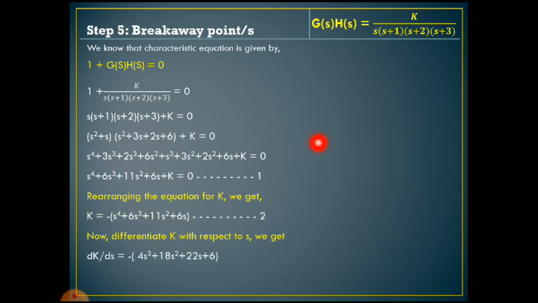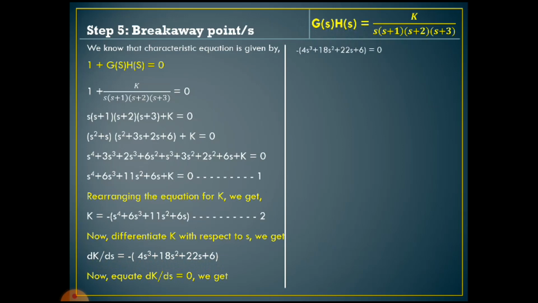So here if you differentiate, s power 4 will become 4s cube. S cube is 3s square, so 6 into 3 is 18, 18s square. S square is 2s, so 11 into 2 is 22s. Again 6s will become 6. Once you have dk by ds, you equate dk by ds as 0. So again, after rearranging, you will get like this.